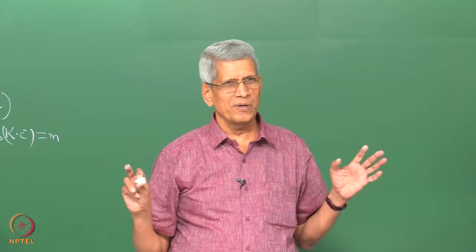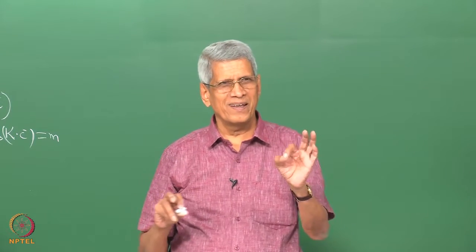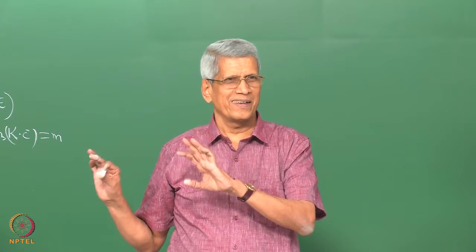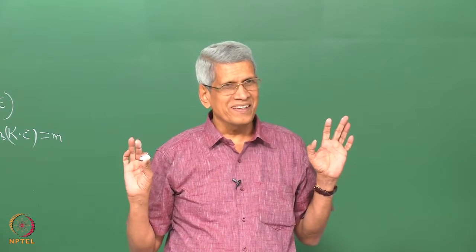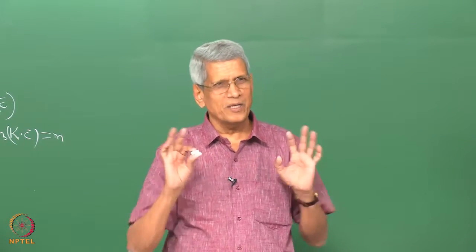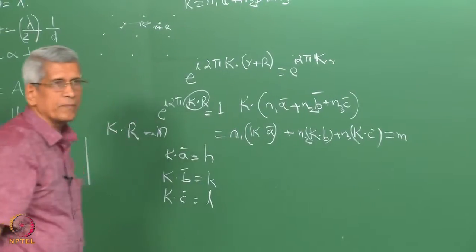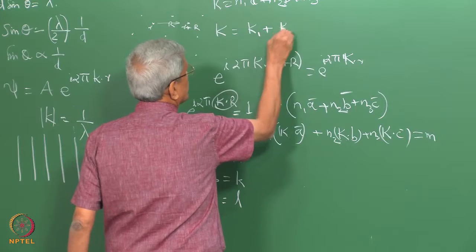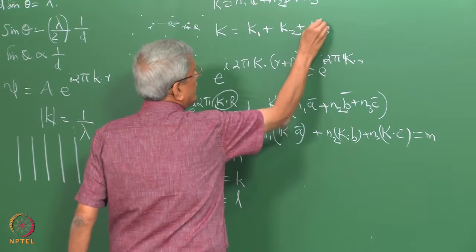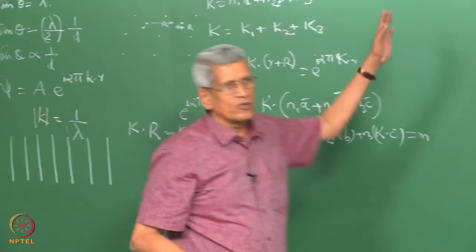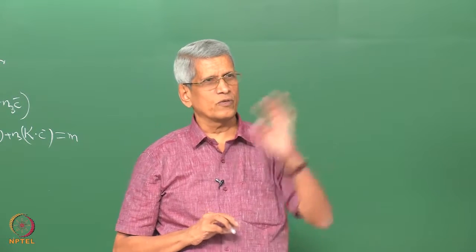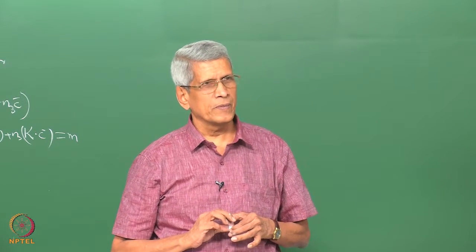So our aim now is to find out what the value of k should be. That is what we have to derive, because this k is some vector in reciprocal space. How it is related to the real space, that information we have to get. Since k is a vector, we can write k as equal to k1 plus k2 plus k3, the components in the x, y and z direction.